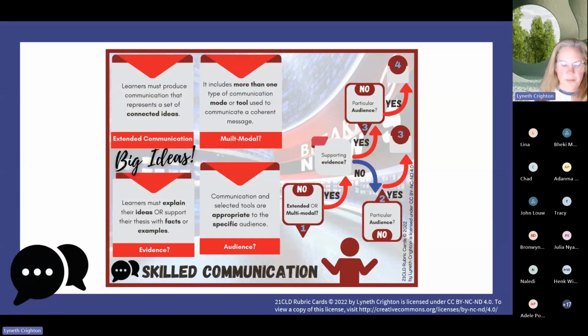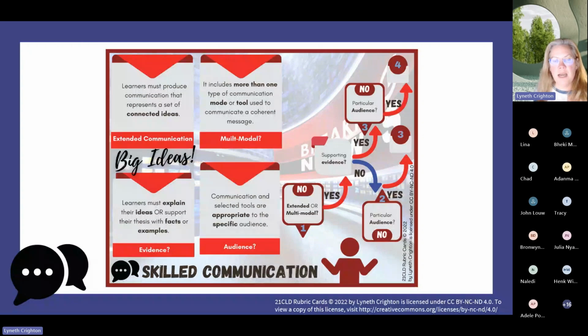So the big ideas, I always think about breaking news, and the news channels on the TV. They generally are connected ideas, so it's extended communication, or it's multimodal in the fact that they use more than one mode or tool of communication. In other words, they might be talking plus have images. If you think of TVs, they have ticker tapes plus images, videos, plus the person telling you the news.